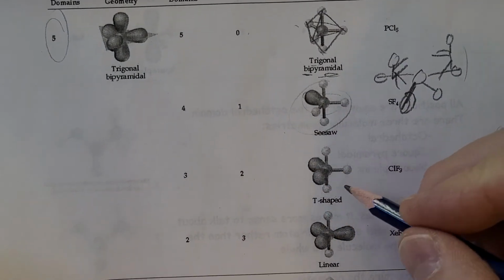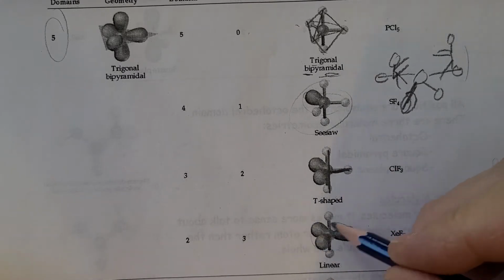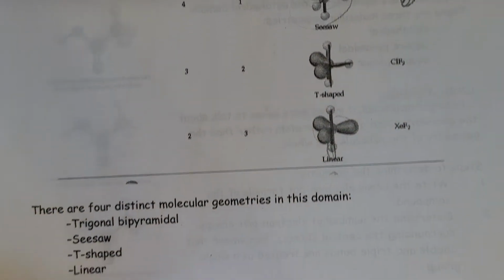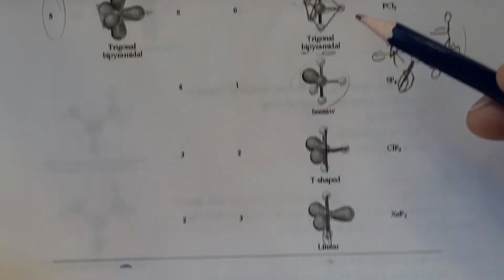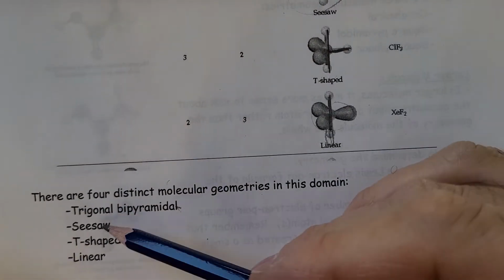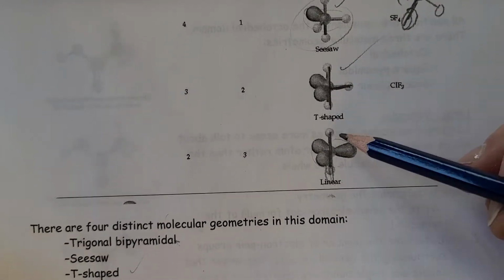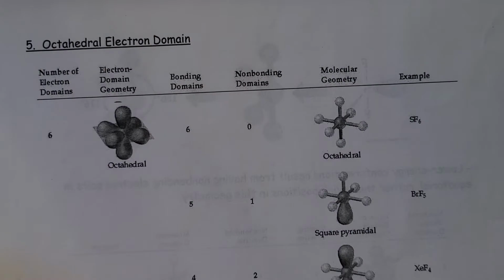Pulling another one off, that makes sense. It's a T shape. And then pulling off the last one, it's linear. So there's 4 distinct shapes there with 5 electron domains. Trigonal bipyramidal if they're all bonding. Seesaw if we have 1 removed. T-shape if we have 2 removed. And if I have 3 removed, it forms a linear shape.